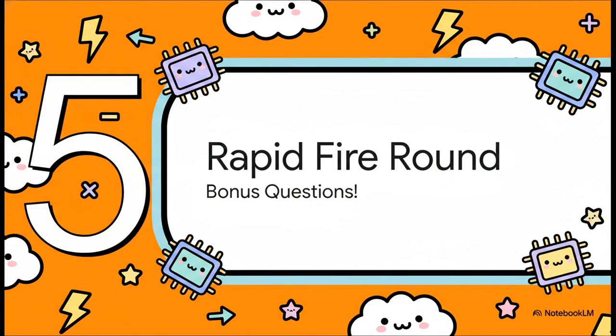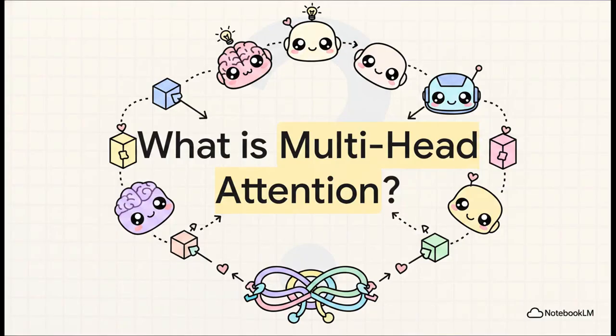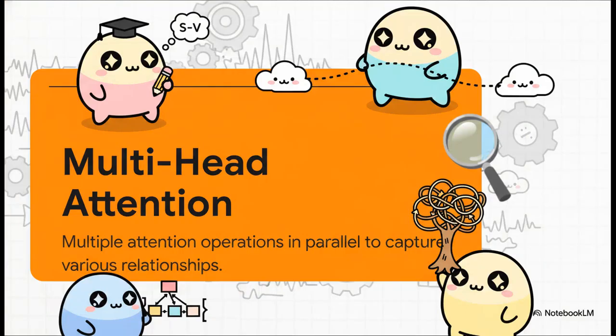Awesome job so far. Now let's crank up the energy for Section 5, the bonus rapid fire round. We've got to be fast and punchy here. Rapid fire question 1. What is multi-head attention? Multi-head attention simply means performing multiple attention operations in parallel. Think of it like having multiple little experts inside the model, looking at the exact same sentence at the same time. One expert head is checking for subject-verb agreement. Another is checking for long-distance context. Another is looking at syntax. It captures all these rich, different relationships simultaneously.